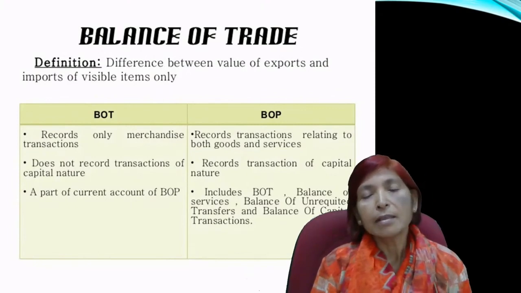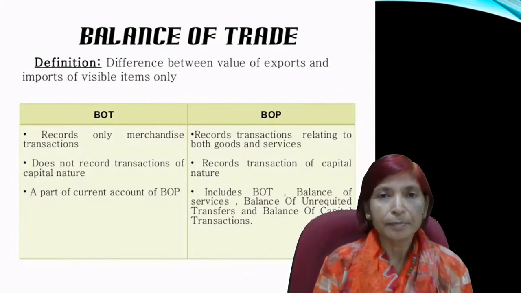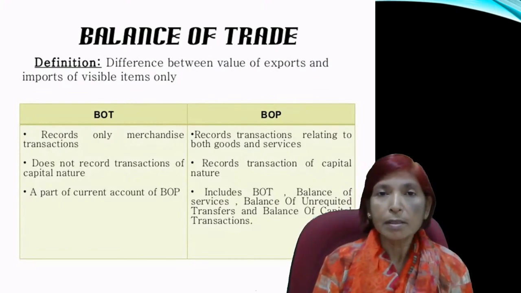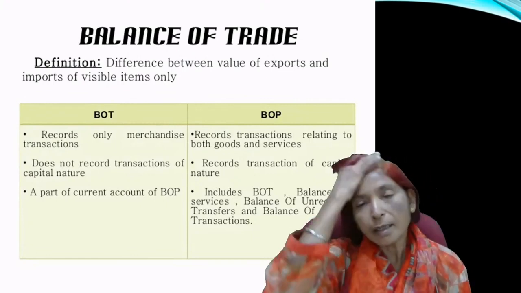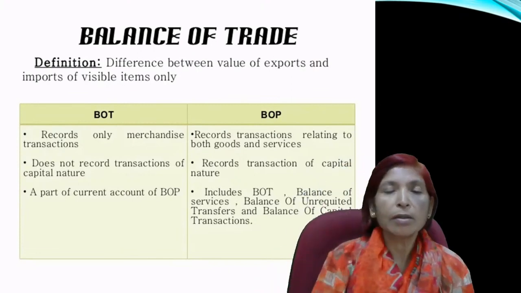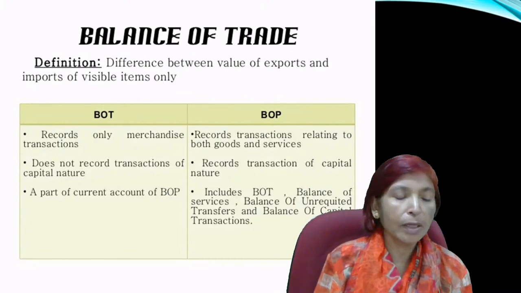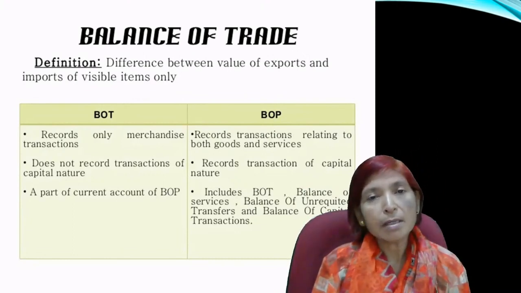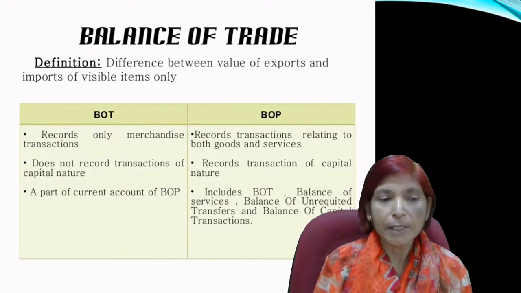Balance of trade does not record transactions of capital nature, but balance of payment records transactions of capital nature, and it includes all the transactions, whether related to current nature, capital nature or official reserve system. All these things are included in balance of payment. That's why balance of payment is a broader concept and balance of trade is a narrow concept.